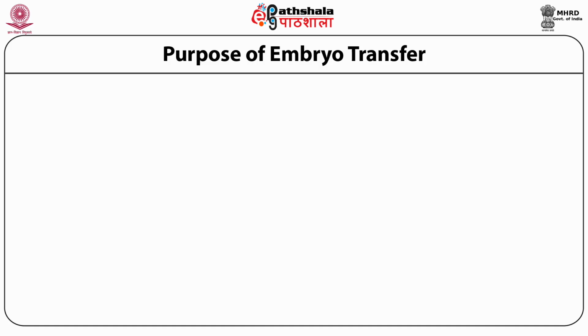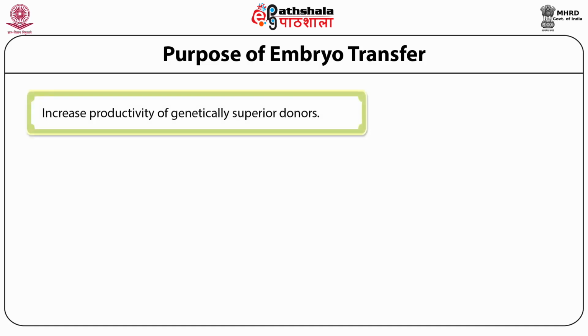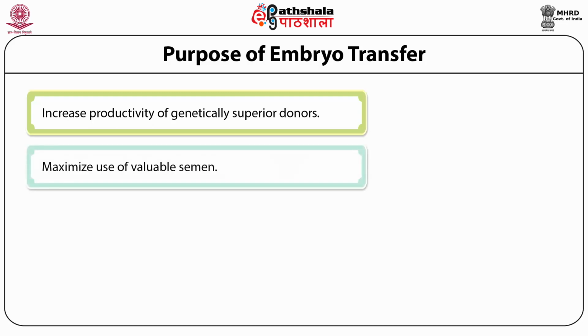The multiple ovulation embryo transfer technique increases the productivity of a genetically superior donor. So many generations can be obtained from a superior donor. It will maximize use of valuable semen. The genetically superior male can be utilized to the maximum if we can get multiple ova from a superior female, so the valuable semen can be utilized to the maximum.